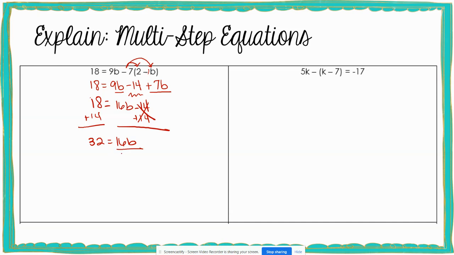Then to get b by itself, I'm going to divide by 16 on both sides. 32 divided by 16 is 2, and these 16 cancels to give me b. So b is equal to 2.